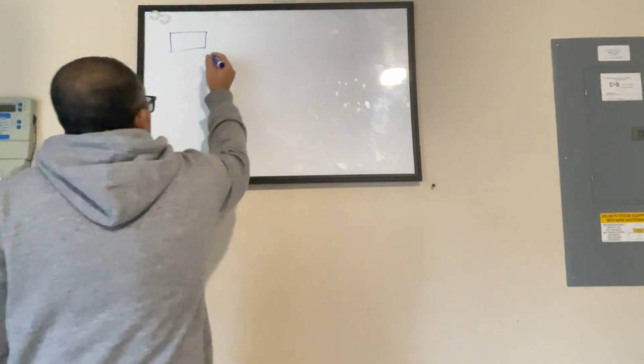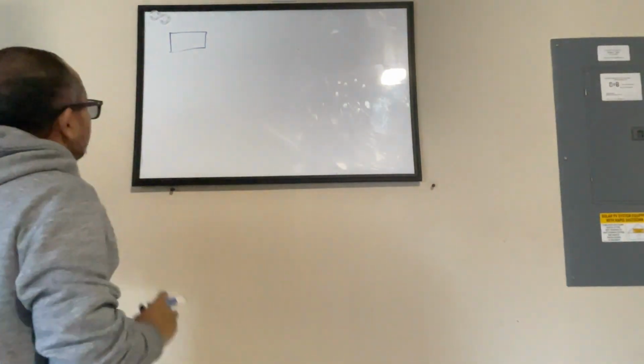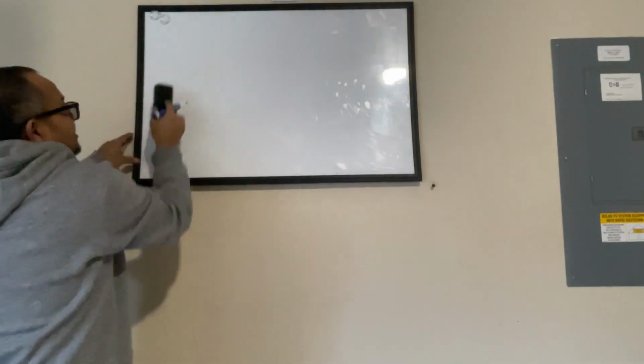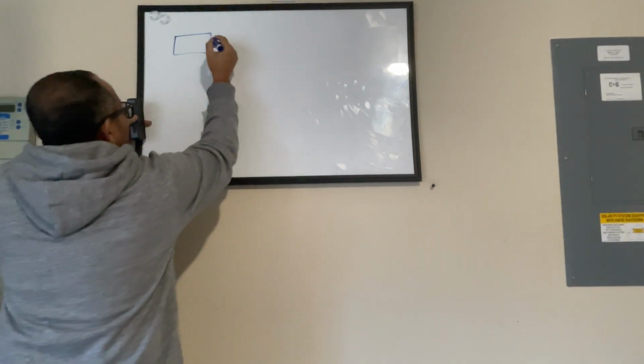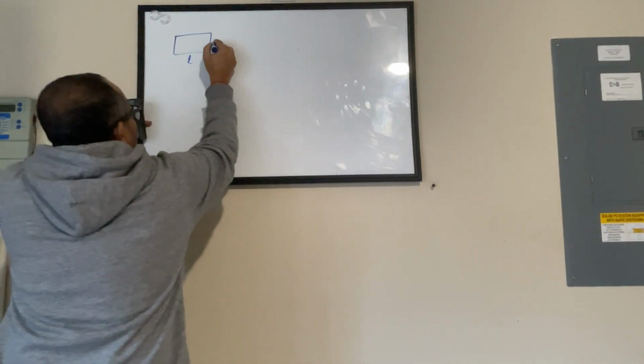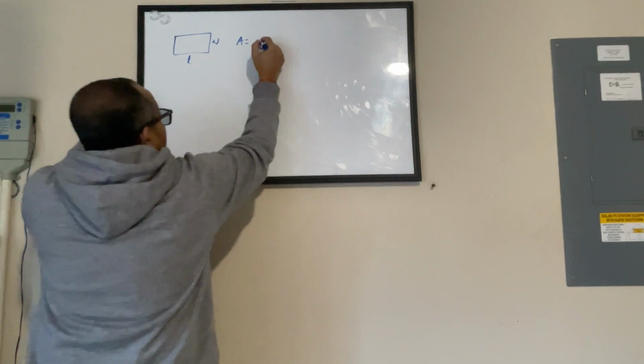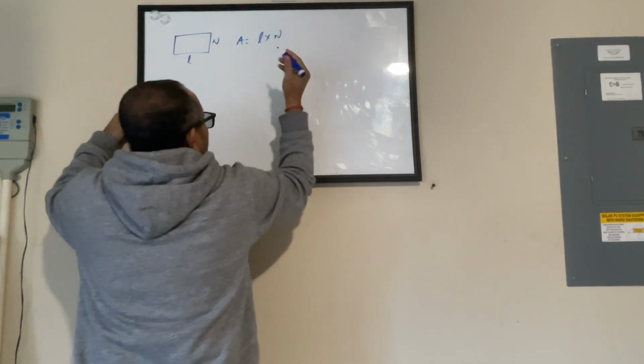Okay, so this is a rectangle, though it doesn't look like a rectangle, but trust me, this is what I was trying to do. This is the length, this is the width. Area of a rectangle is base times height, which is length times width.